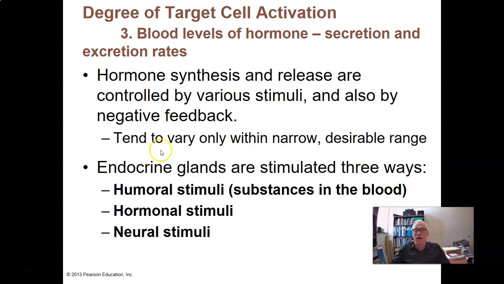So how do we actually do that? How do we control the endocrine tissue so that it releases the hormone we want? There's three types of stimuli, three classifications of stimuli that can activate endocrine glands. And here they are, listed right here at the bottom. We'll come back to negative feedback.